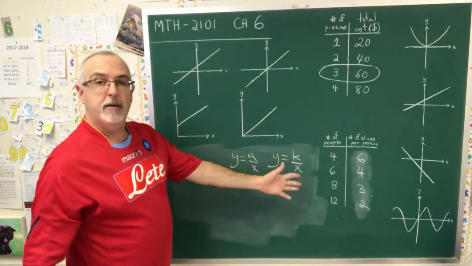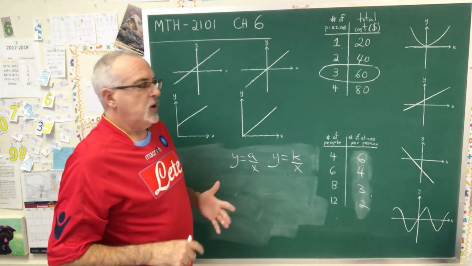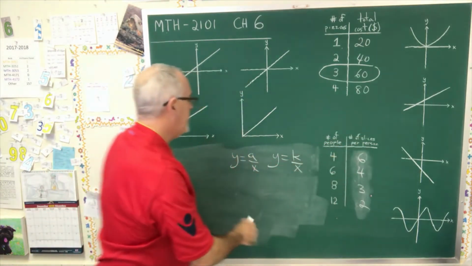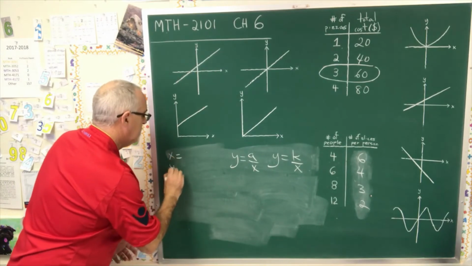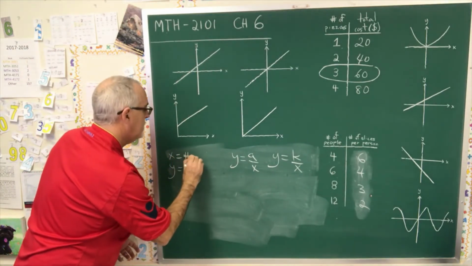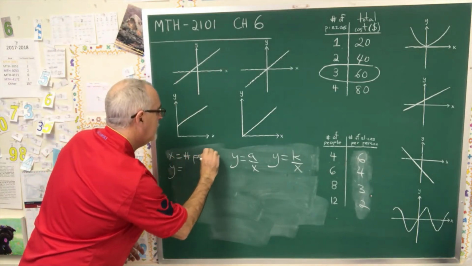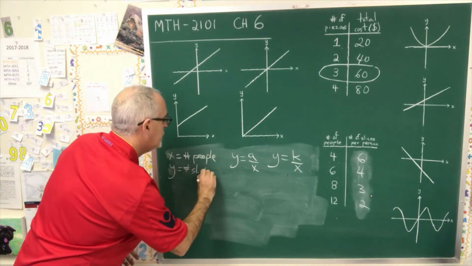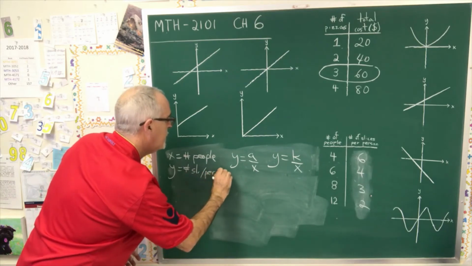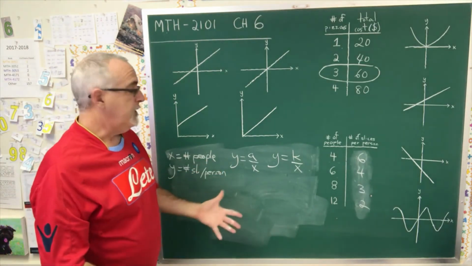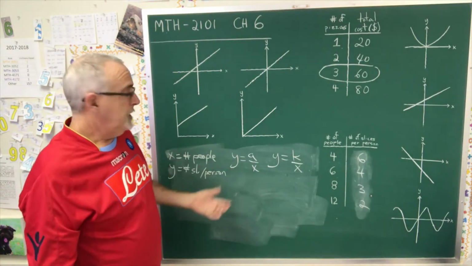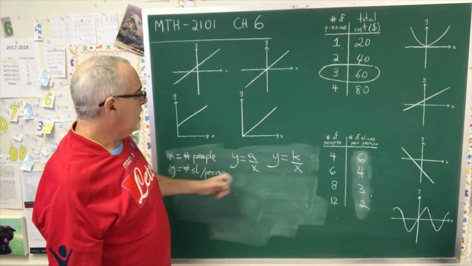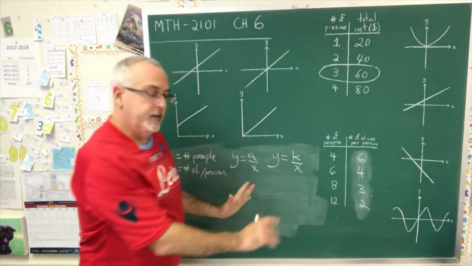We need to define our variables, and I could sort of shortcut and say, look, I already defined them here, but I'll do it the way I like students to do it. X equals number of people, y equals number of slices per person. Defining variables is one of the things that you have to do when you make a model, and it's worth marks. Okay, this will go with either of these forms because they really are the same form.